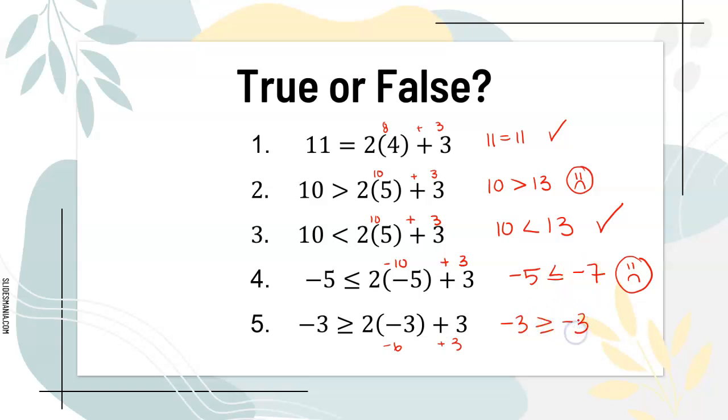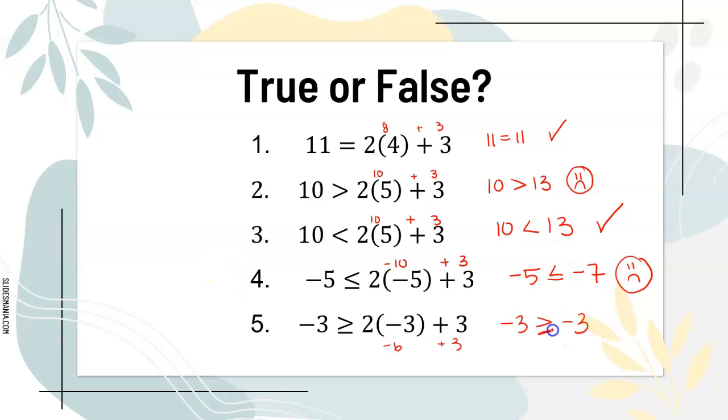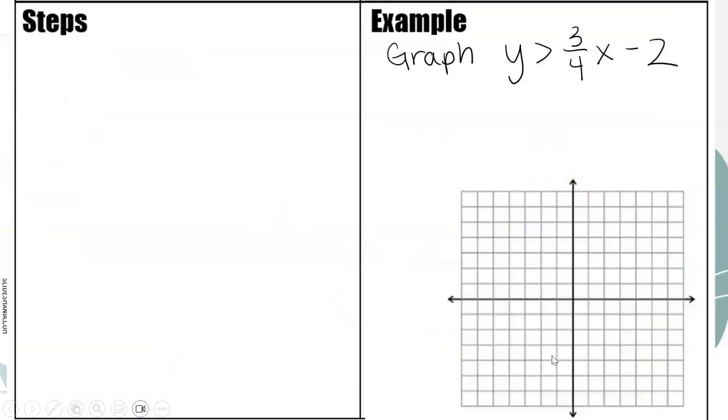And then for our last one here, we have negative 3 is greater than or equal to negative 3. Now, if this did not have that line underneath it, this would be false. But because we have that equal to line here, this is in fact true. Those two sides can be the same. Let's take a look at how this impacts us when we're graphing a linear inequality.